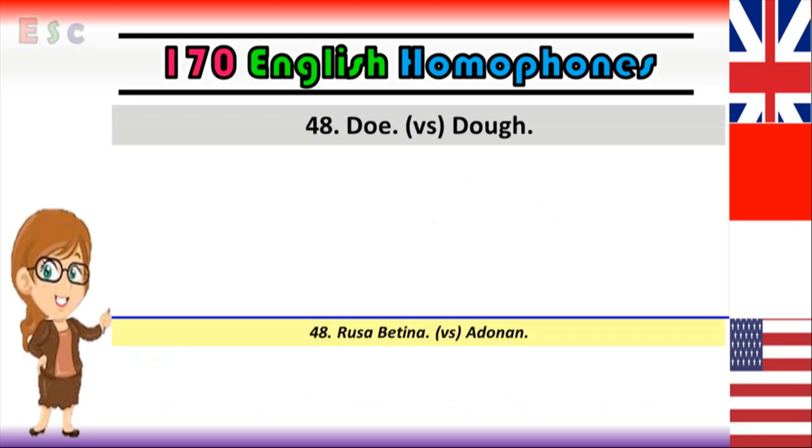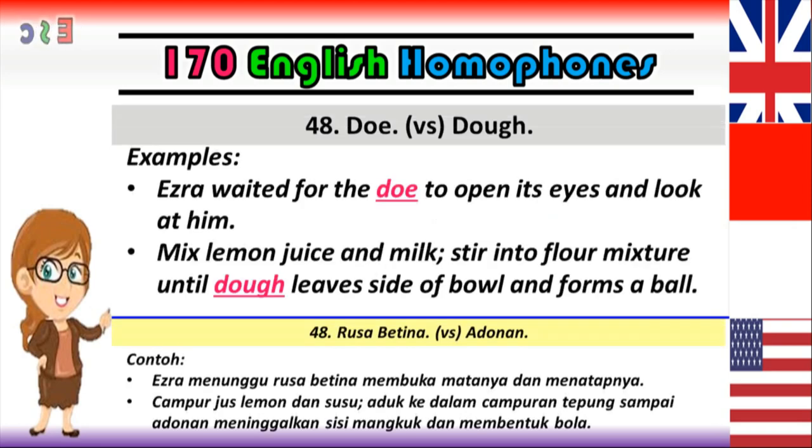48. Dough versus doe. Examples: Ezra waited for the doe to open its eyes and look at him. Mix lemon juice and milk. Stir into flour mixture until dough leaves side of bowl and forms a ball.